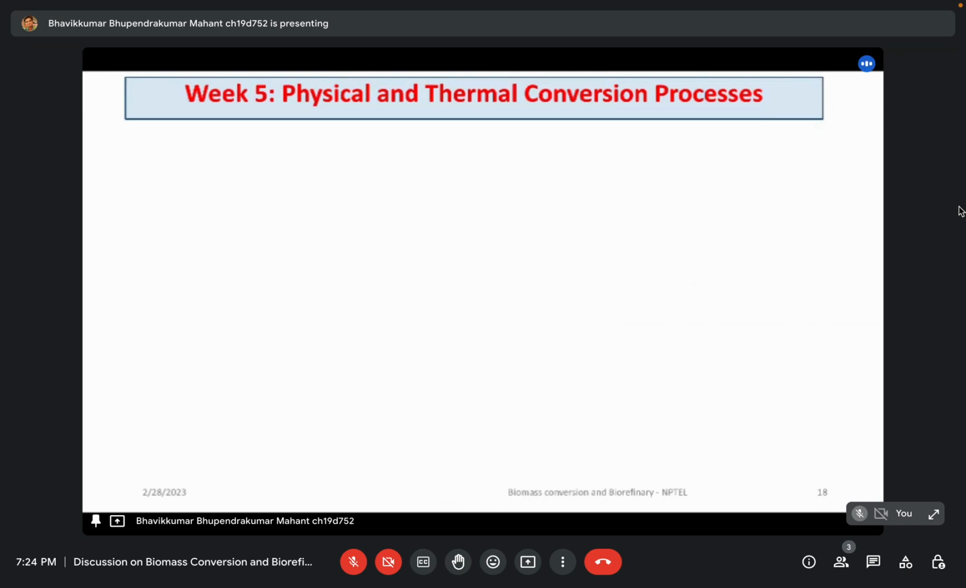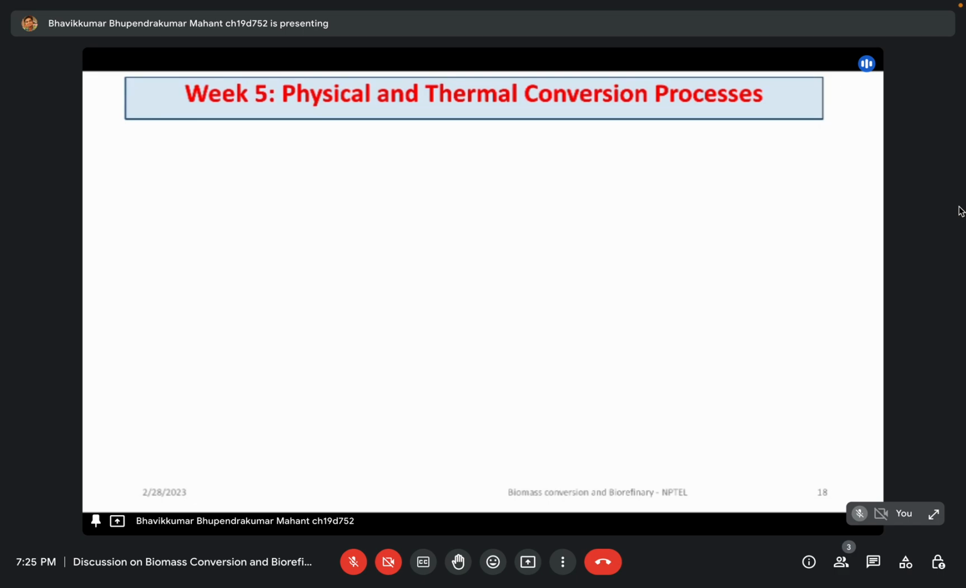So if we have physical means, you can increase the pressure, you can increase the temperature, you can reduce the same pressure and temperature, you can play with the volume and all the physical characteristics, density and all. And thermal conversion mainly focuses on the temperature, how if you increase the temperature, high temperature.